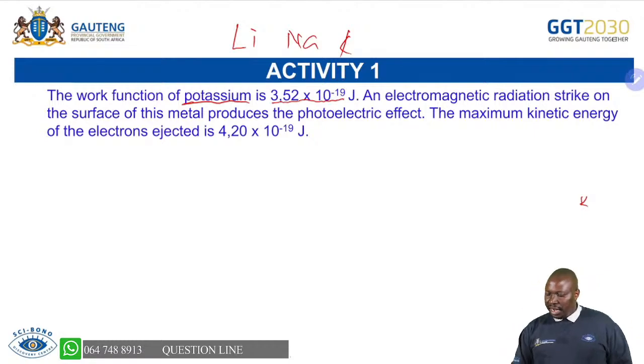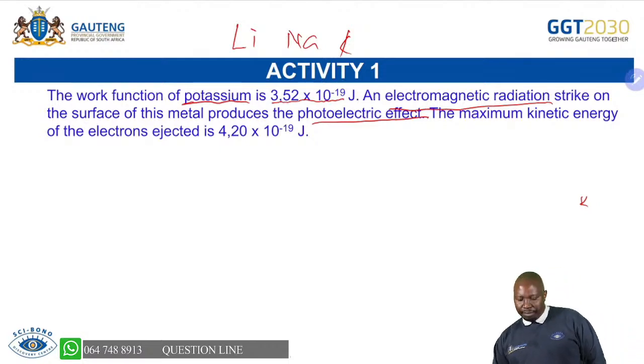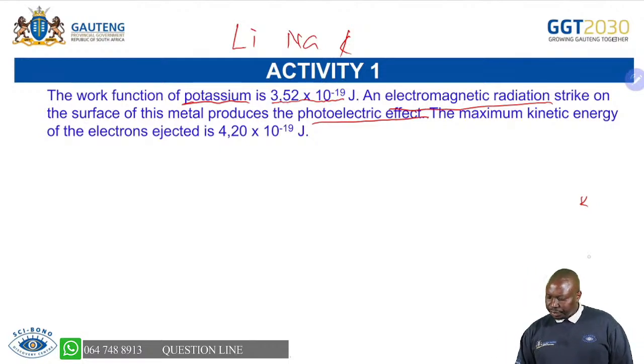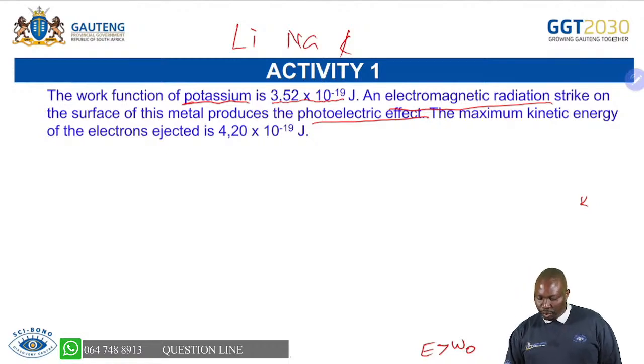Now, electromagnetic radiation, EMR, striking the surface of the metal produces the photoelectric effect. So they're saying the photoelectric effect will take place. That statement is telling you that the energy of a photon is greater than the work function. So you know that you have more energy. The energy of a photon will be greater than 3,52.